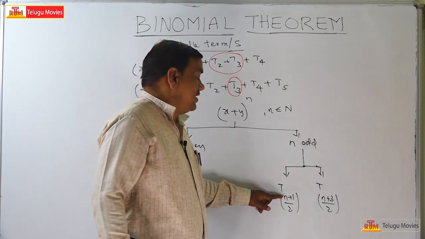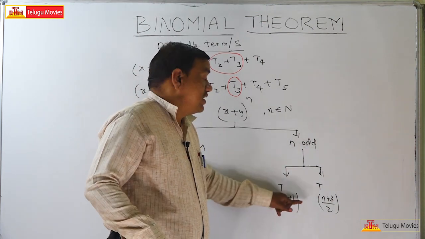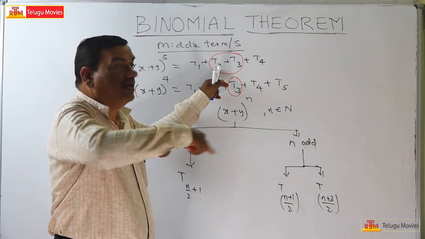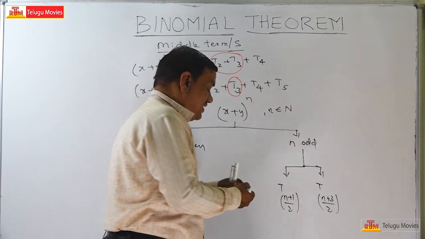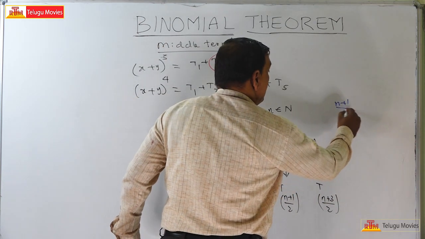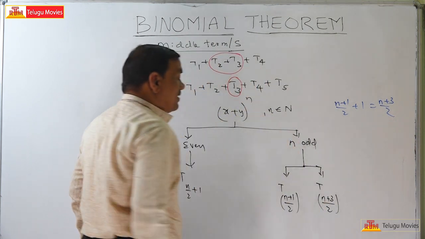If n is odd, it cannot be divisible by 2. That's why (n+1)/2. The next number, how will you get it? Very simple. The next term: if it is the second term, then the third term; the fourth term, then the next term is the fifth term. That's why you add plus 1 here. That means you simply add 1: (n+1)/2 + 1 is equal to (n+3)/2. The next term is (n+3)/2.